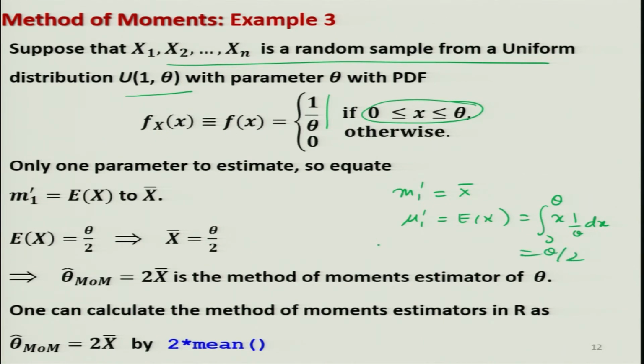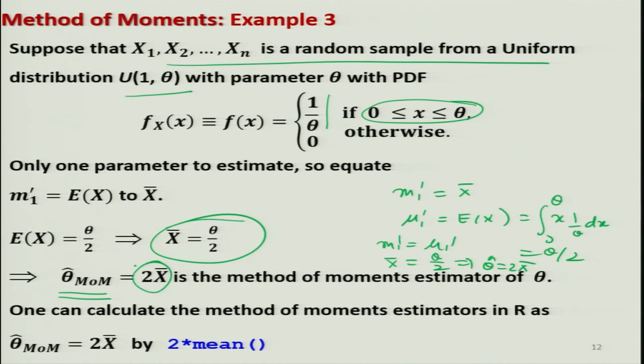So, that is what I try to equate here, that m1 prime is equal to mu1 prime, and then this will become x bar is equal to theta upon 2, which I have written here. Once you do this, this will imply that theta hat is equal to twice x bar, and so this theta hat is the method of moments estimator, equal to twice x bar, for the parameter theta. Now, if you want to compute this estimator, you simply write 2 star mean in the R software, right. This is pretty simple.